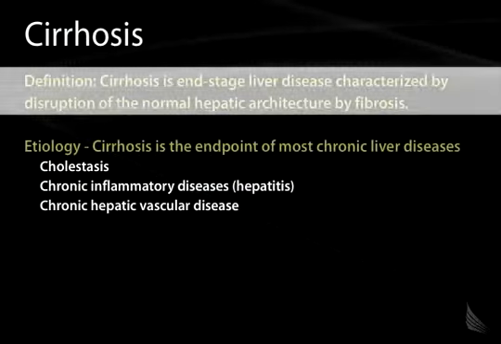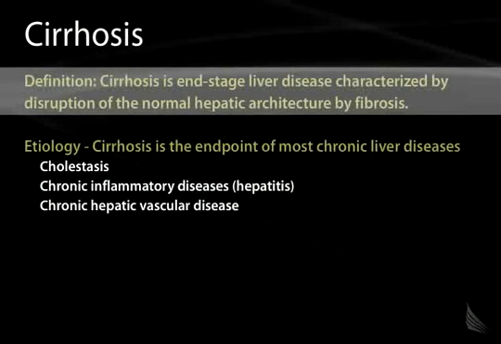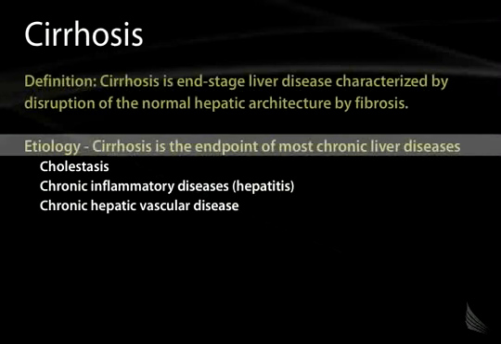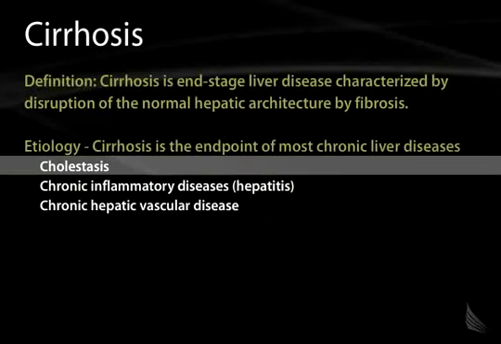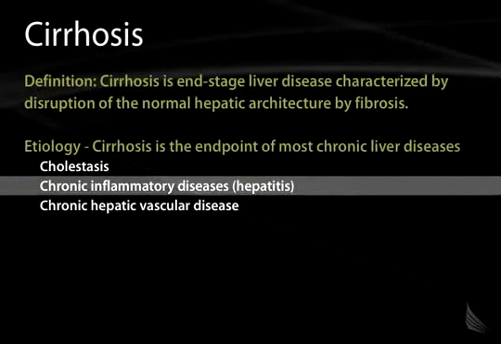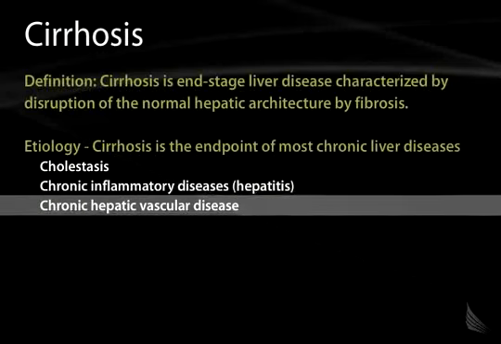The definition of cirrhosis is end-stage liver disease characterized by the disruption of the normal hepatic architecture by fibrosis. In other words, it's the scarring of the liver. Cirrhosis is the endpoint of most chronic liver diseases, including cholestatic liver diseases, inflammatory diseases such as hepatitis, and chronic hepatic vascular diseases.